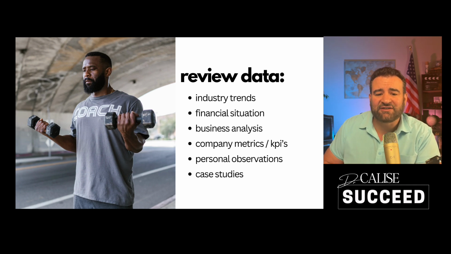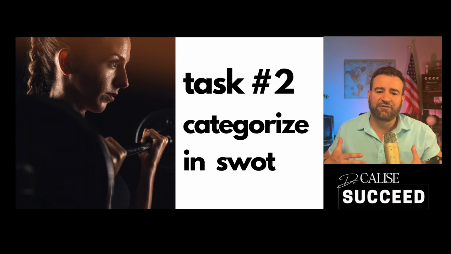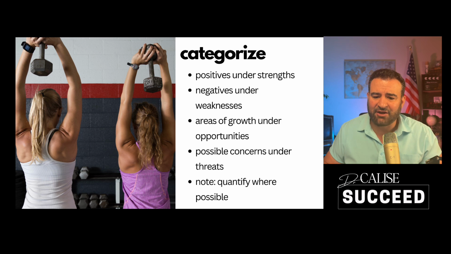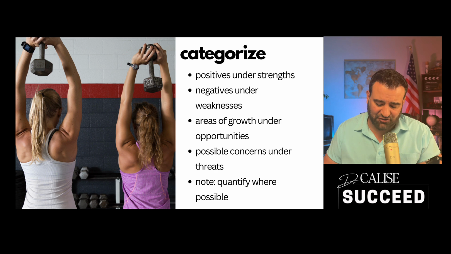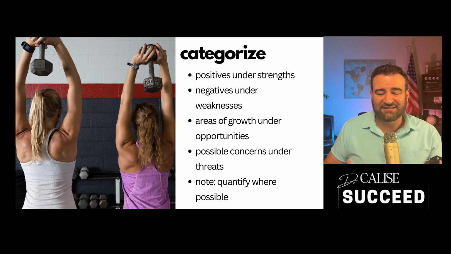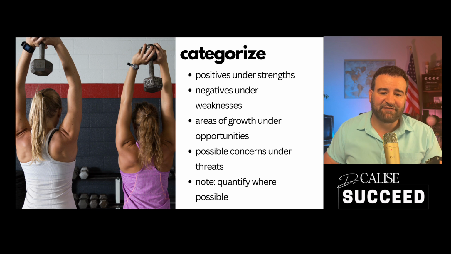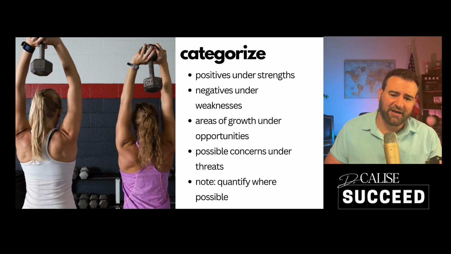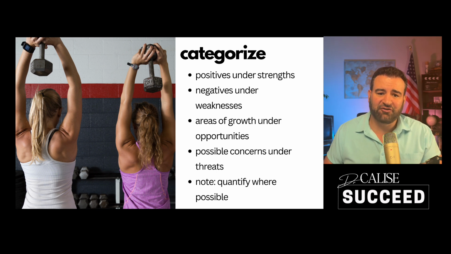So what you want to do first is take all the data points that you have and start reviewing the data. As you're reviewing the data, you want to categorize it in your SWOT. If you read something, or come across a report, or see a number, or see a research trend, or you're reading the case study, if it's a positive for you, put it under the strengths. If it's a negative, put it under the weaknesses. If it's a potential area of growth, put it under the opportunities. If it could be a concern for you down the road, put it under threats. And make sure you quantify it with numbers if possible.